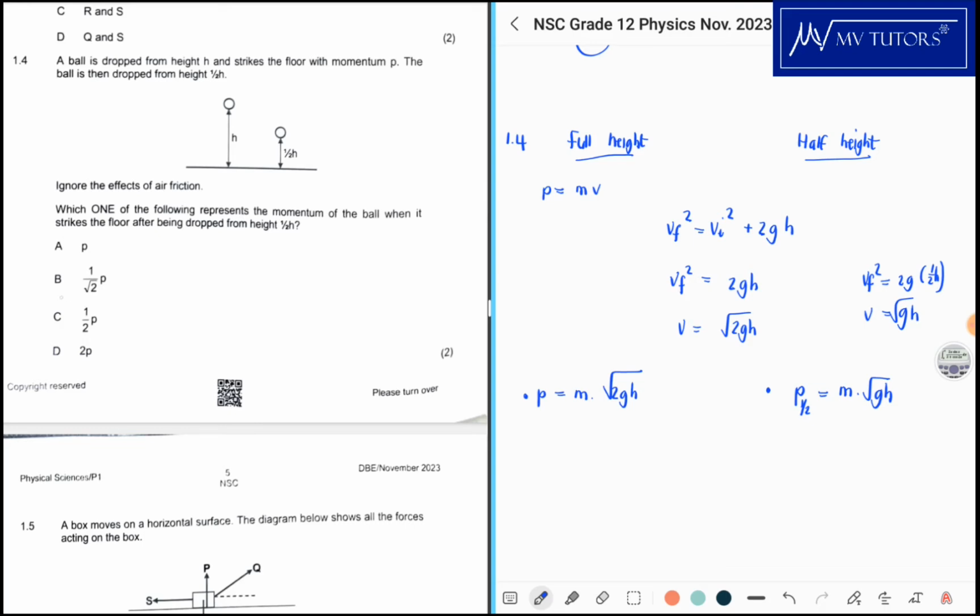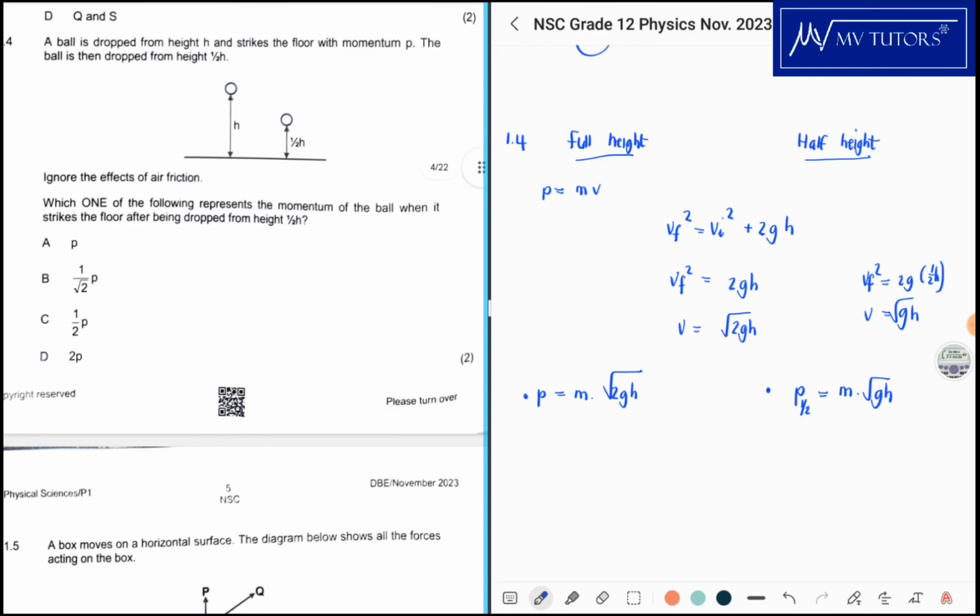I'm leaning towards B, but I need to find a way of writing it in terms of 1 over root 2. So this is what the momentum is if it's half the height. Okay, but if I say momentum times root 2 times root gh, you know from maths we can actually do that, right? So basically I would have momentum is root 2 and then I have m root gh.